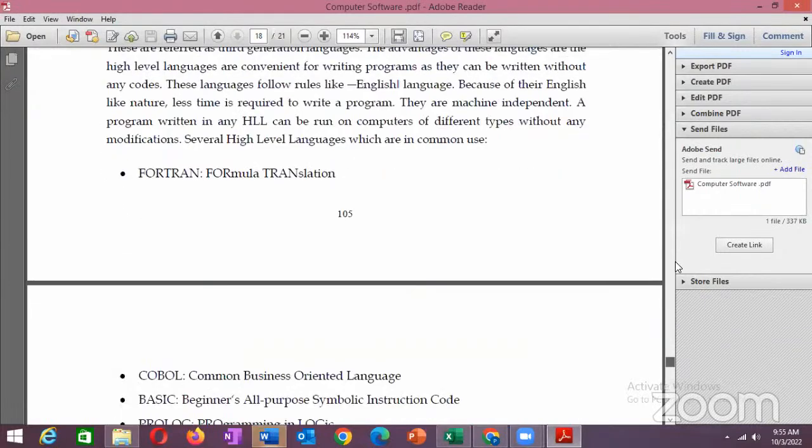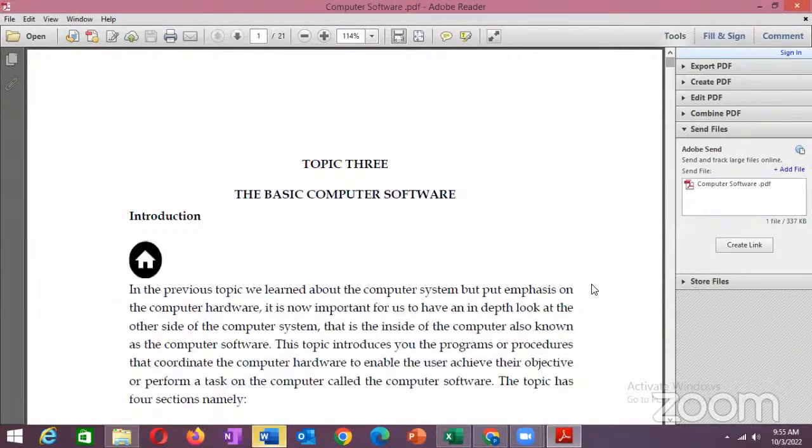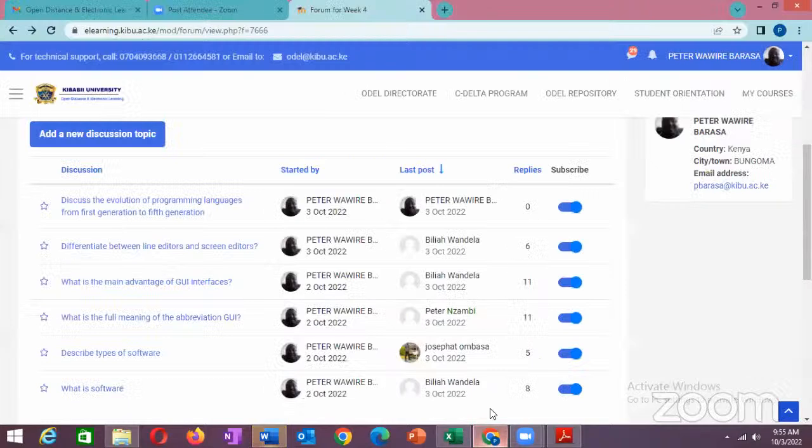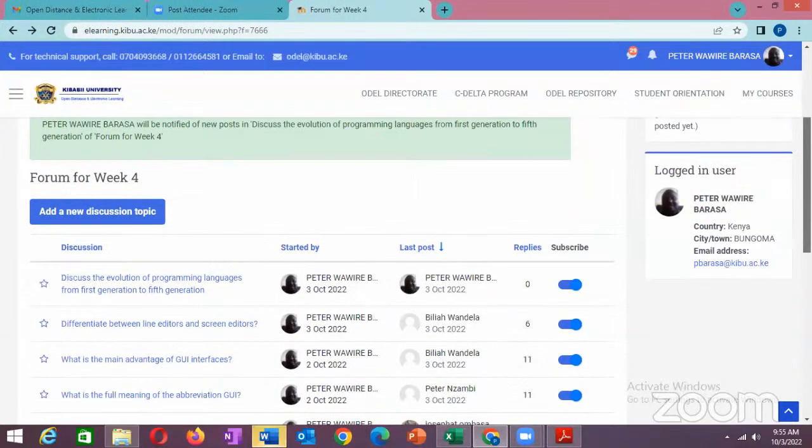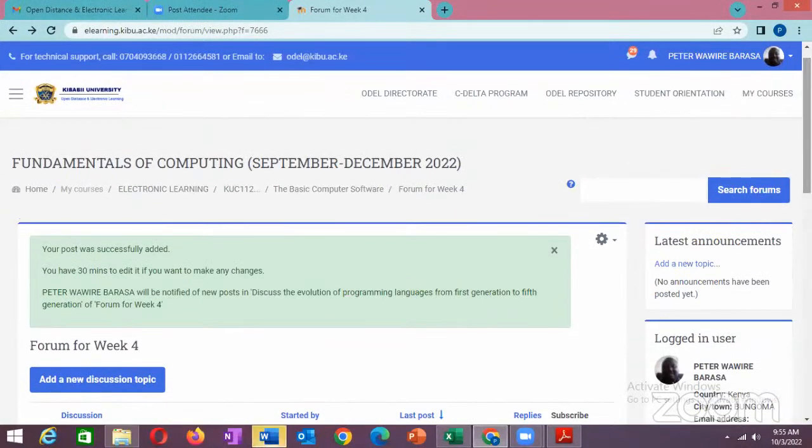So go through the notes. This week we are going through these notes. And as a reminder, I've said you go to the discussion forum and also do the activities on the discussion forum. So I'm really showing you what is on the discussion forum. Then go to the notes.